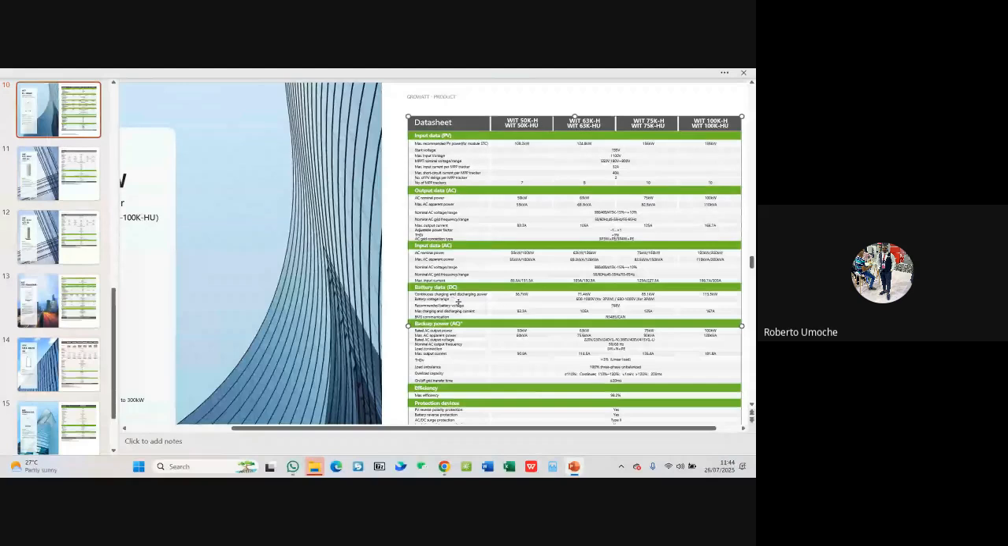Then let's go to the battery. Battery data, continuous charging and discharge power. Here we have 56.7 kilowatt, here we have 71.4 kilowatt, here we have 75.1 kilowatt, and here we have 113.5 kilowatt. Battery voltage range: the operating battery voltage range from your battery bank is 600 to 1000 VDC.